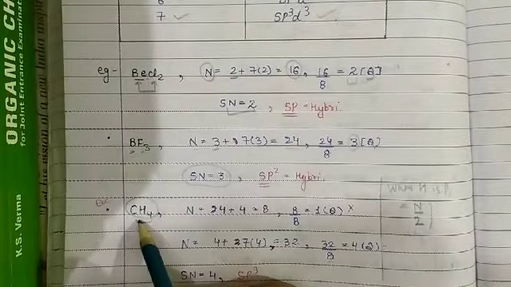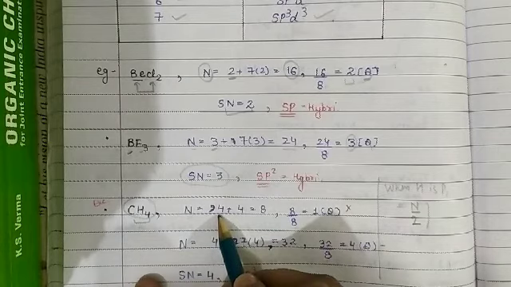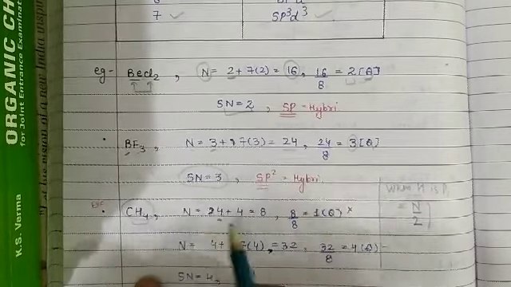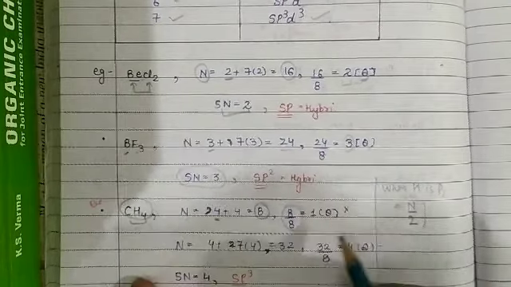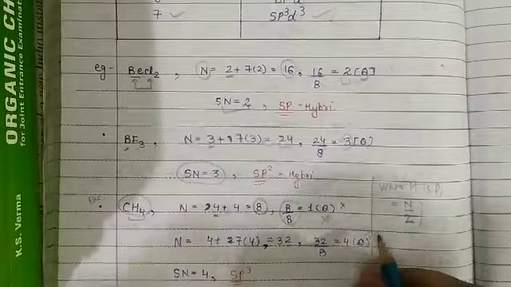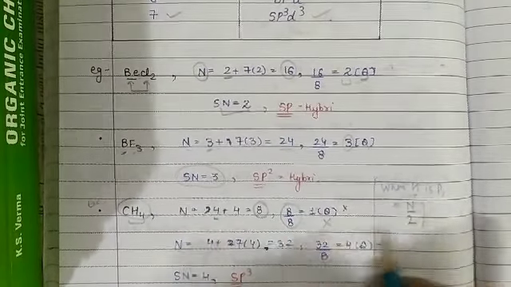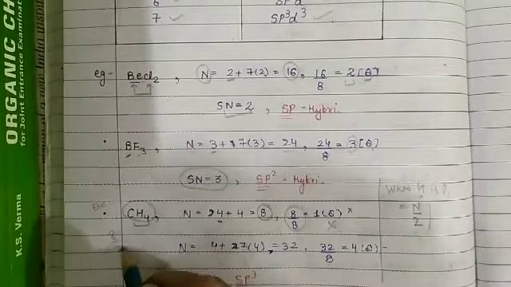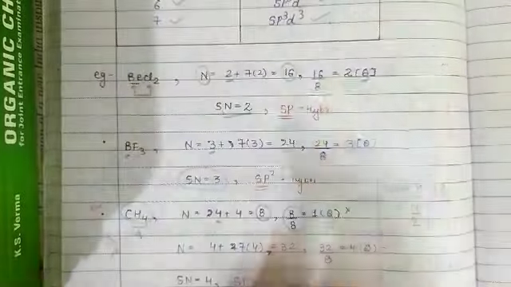Like in this case, in CH4, how many valence electrons are there? For carbon, group 14, valence electrons 4, and hydrogen 1 into 4 is 4, total 8. So we do not divide by 8. In the case of hydrogen, we will divide by 2. So 8 divided by 2, the steric number comes to 4. So when the steric number is 4, the hybridization is sp3.